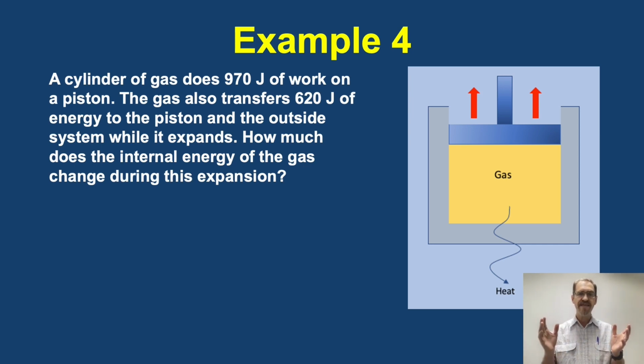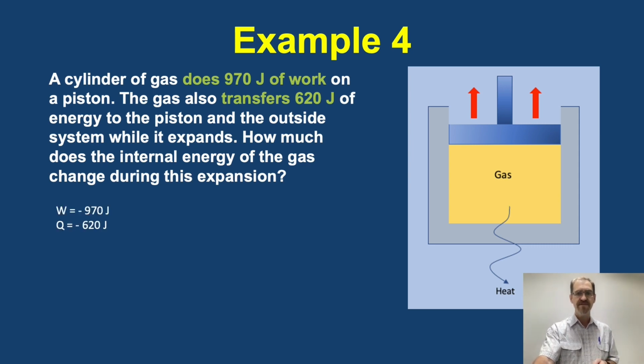At the same time, the gas transfers 620 joules of energy to the piston and the outside system while it expands. So the expansion is the work, but then the gas is also releasing thermal energy to the piston into the outside world. This is heat. How much does the internal energy of the gas change during this expansion? We highlight the important information. The gas does work. The gas transfers or releases energy as heat. That's going to be negative.